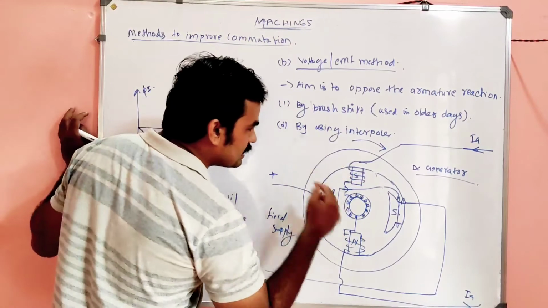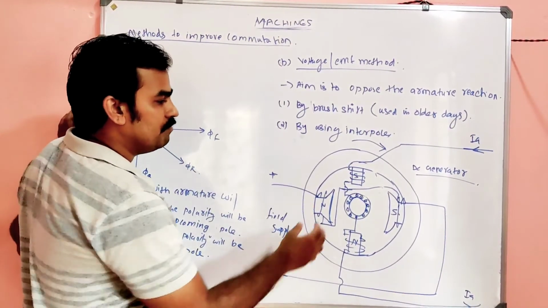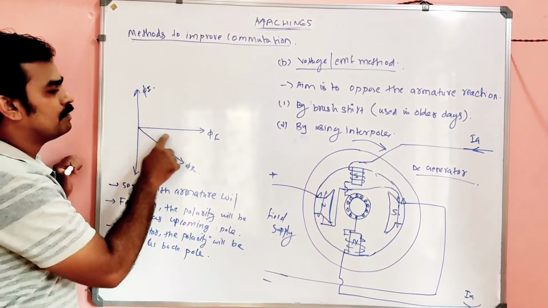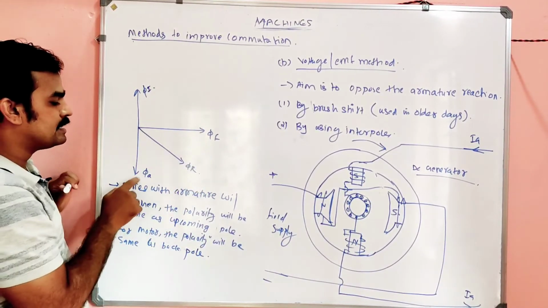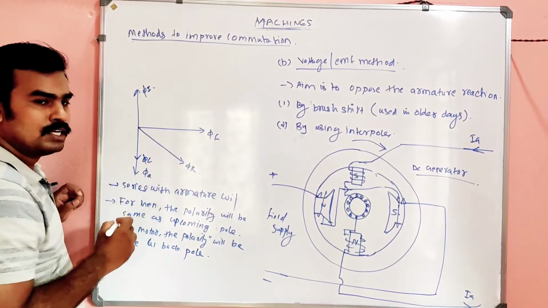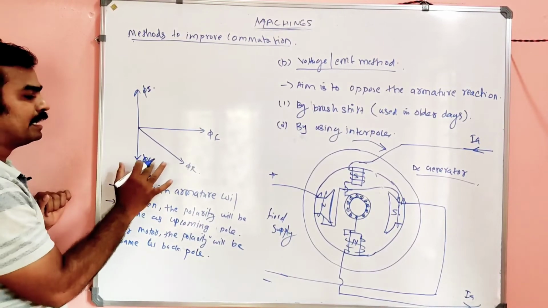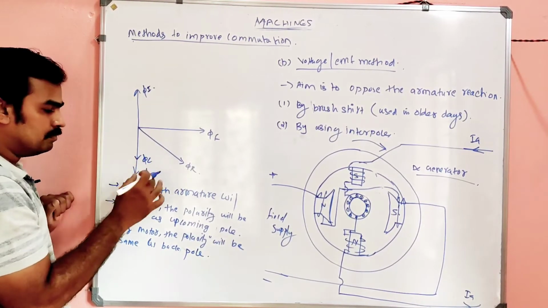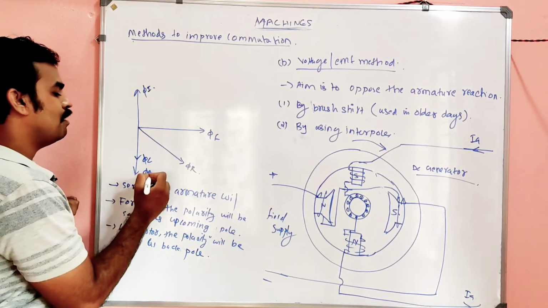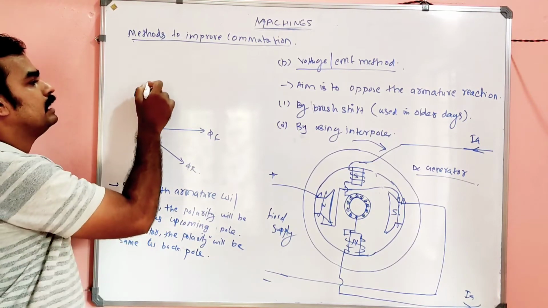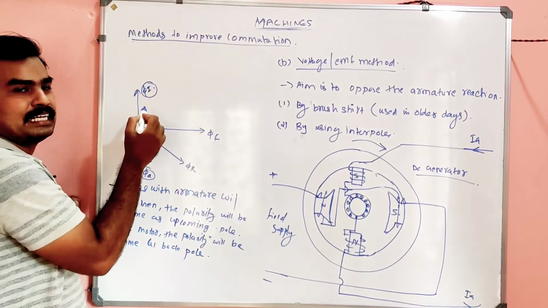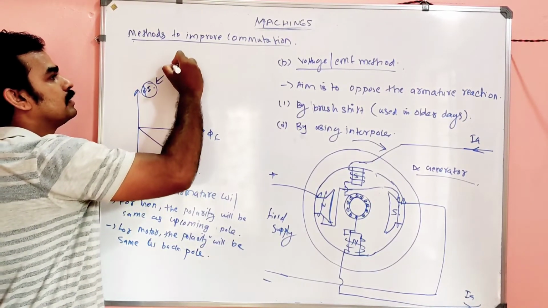Our aim is to reduce this armature reaction effect. Initially there was phi F, and there is always some phi A, in which there is some phi C also, the cross magnetizing flux. So we have to mainly reduce this cross magnetizing effect. The majority of phi A is phi C, so you can take phi A directly also. We have to oppose this phi A by inserting some compensating winding, the interpole. This is called phi I, the interpole flux.